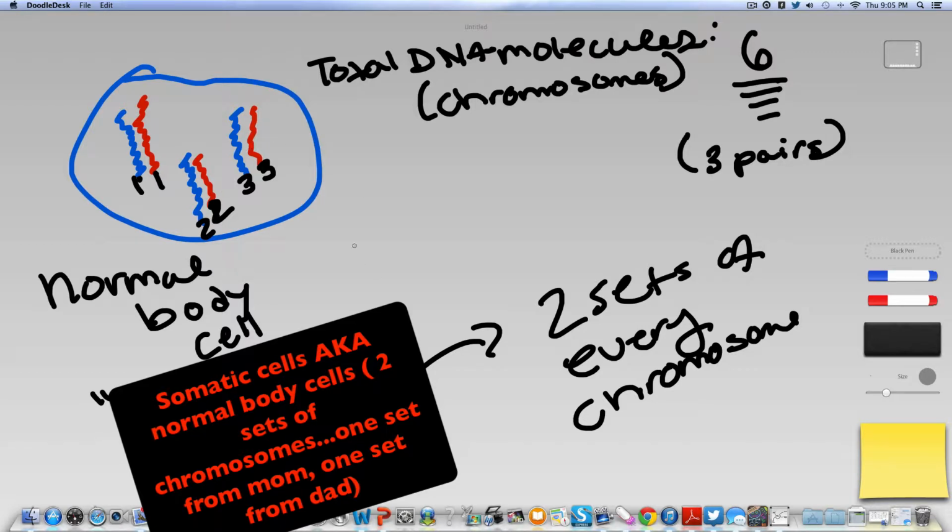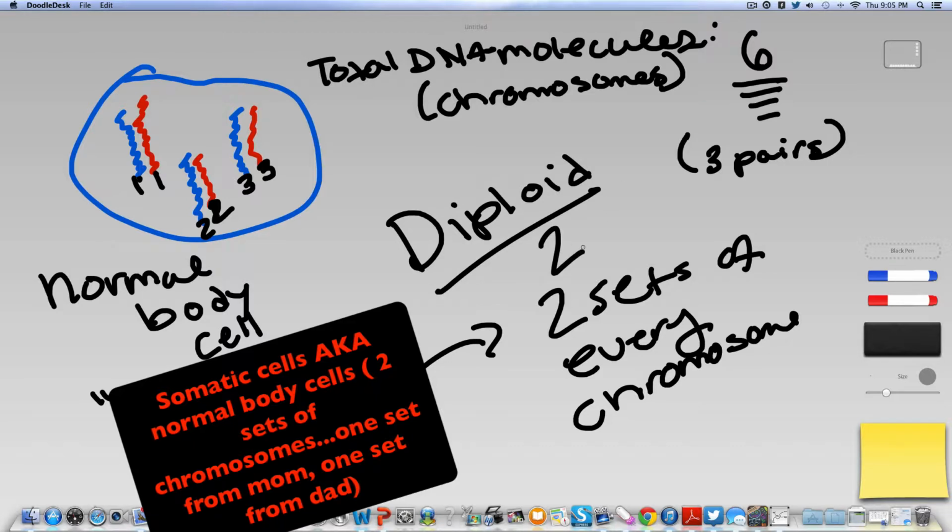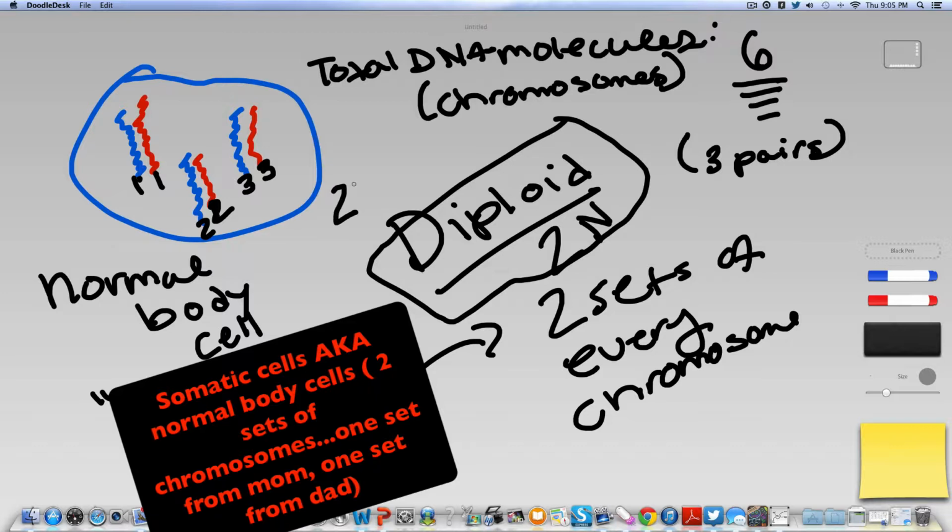There's a fancy way of saying this, and the fancy way is this cell is diploid. Okay, and we represent it by 2N. That's how we represent those somatic cells that have 2 sets of chromosomes. You need to know that word. So if this cell is diploid, it has 2 sets of chromosomes. That means 2N is going to equal how many total chromosomes? 6. So the diploid number of this cell is 6.